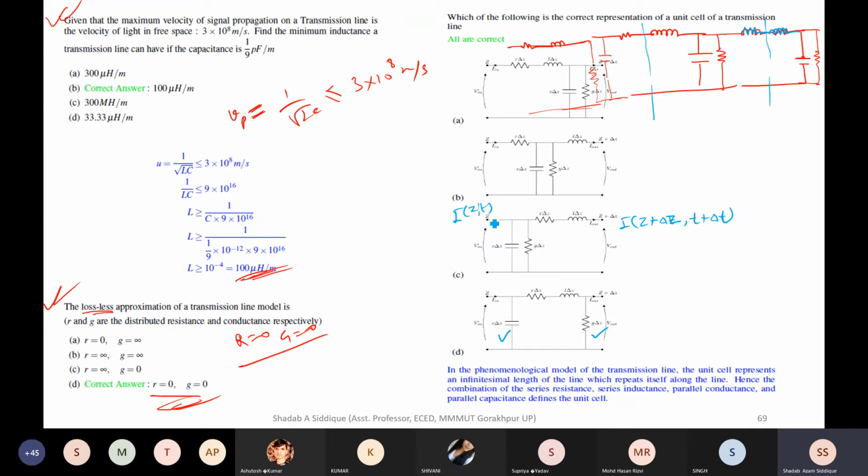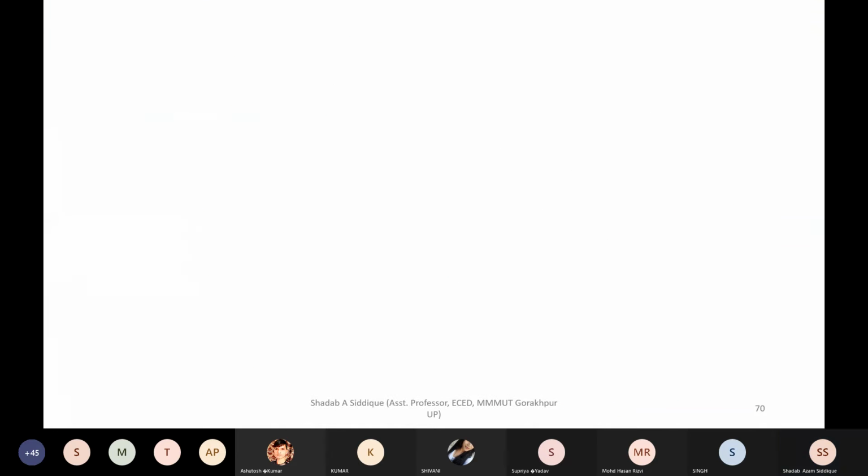And you can see z length here and z plus delta z in each of the unit cell, which is represented here. So you can have this. Okay. Now, very quickly, I'll go through the rectangular waveguide, the formulas which we're using in the rectangular waveguide, and I'll go very quick.